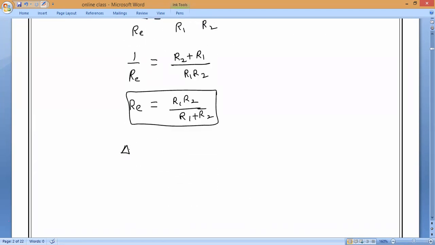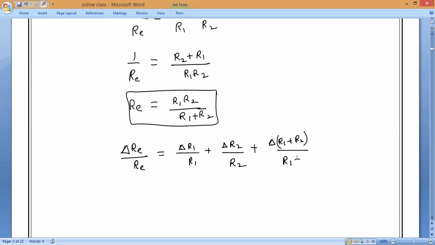Now find the fractional error first. Delta R by R is equal to delta R1 divided by R1 plus delta R2 divided by R2, since R1 and R2 are in multiplication. Then for the whole term R1 plus R2, they are in addition, so delta R1 plus delta R2 divided by R1 plus R2.